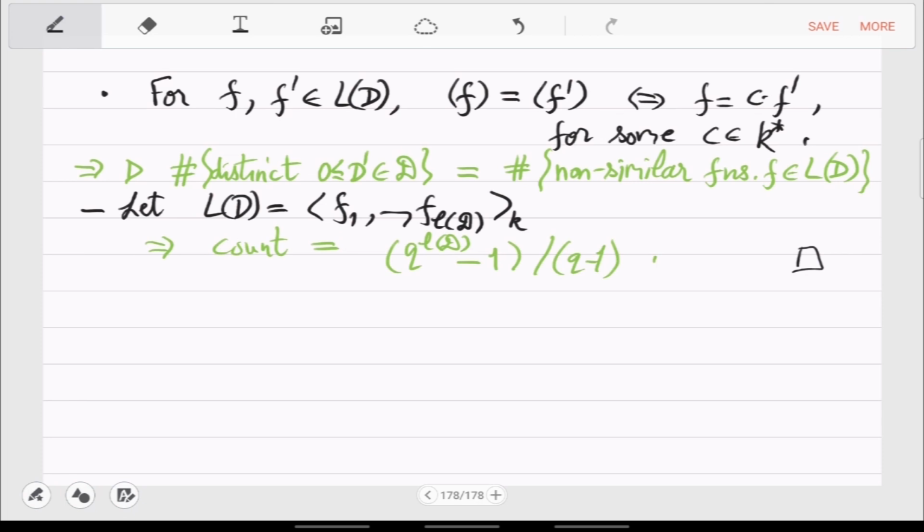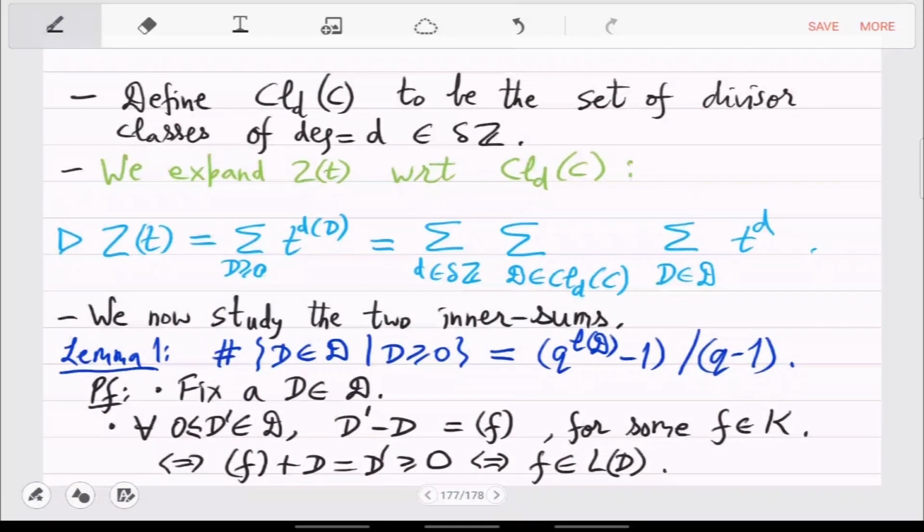Okay, so this gives you good information about the inner sum, right? Now you can actually just simplify the inner sum. It is this number, which is the L(D) sheaf count, times t raised to d. So now let's move to the second sum.